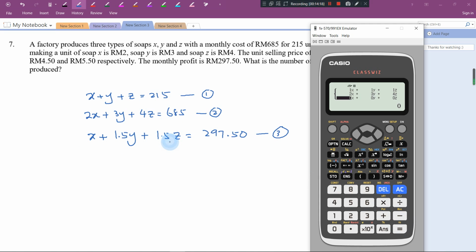1, 1.5, 1.5, 297.5 equal. Then press equal again, you get the value. X is equal to 50, Y is 75, Z is 90. Okay, let me write down the answer first.